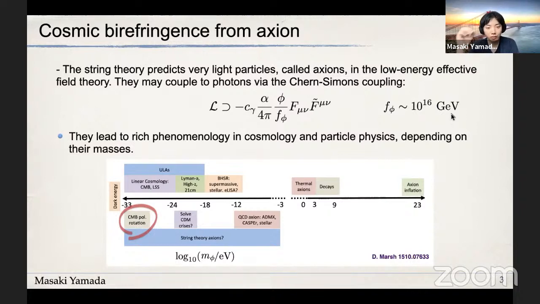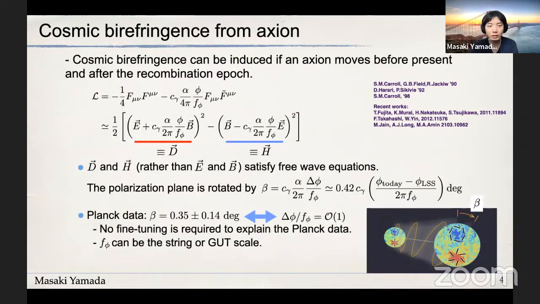And F phi is the axion decay constant, expected to be below the cutoff scale. The axions lead to rich phenomenology in cosmology as well as particle physics, depending on their masses. For example, if an axion is very heavy, it can be an inflaton. Or if the axion mass is within a certain window, its coherent oscillation can explain the cold dark matter. But in this talk, we focus on very light axions. And actually, such a very light axion can predict the cosmic birefringence.